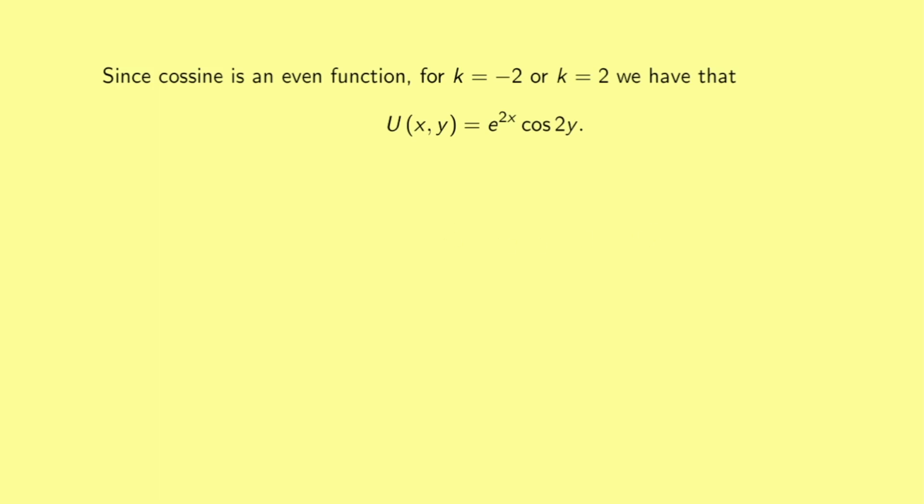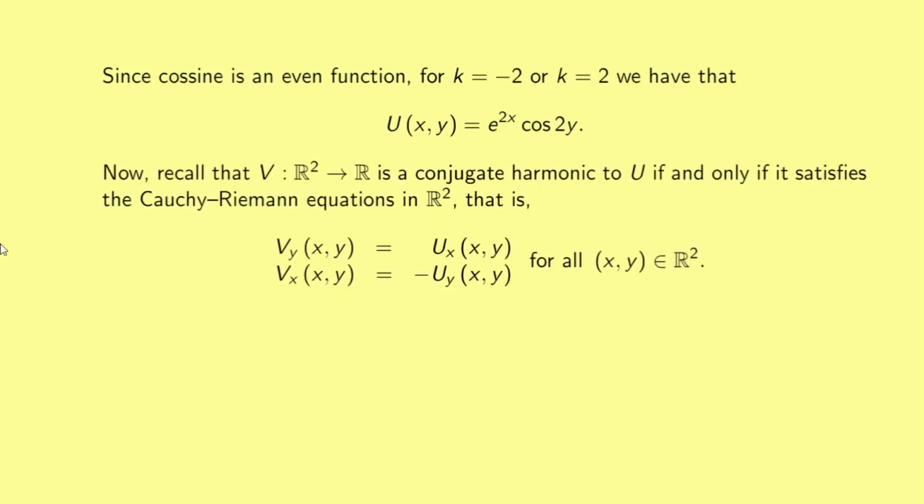So let's look for this conjugate harmonic, and first let's recall what we mean by that. A function v defined on the same domain as u, which is in this case R2, is a conjugate harmonic to u if and only if it satisfies the Cauchy-Riemann equations in R2. So we must have that vy equals ux and vx equals minus uy for all x and y in R2.